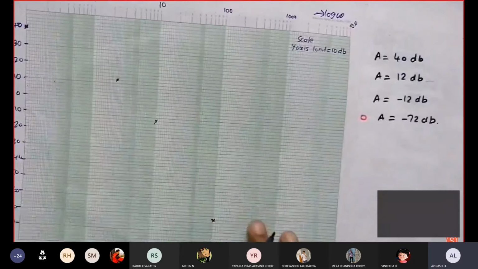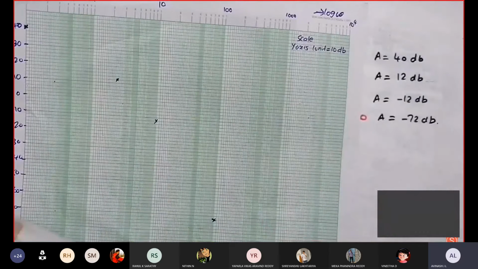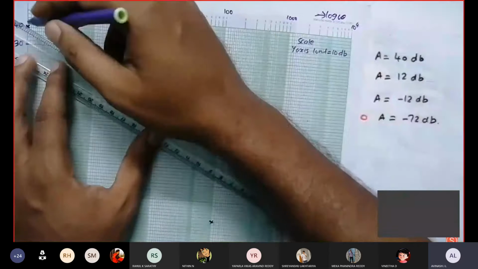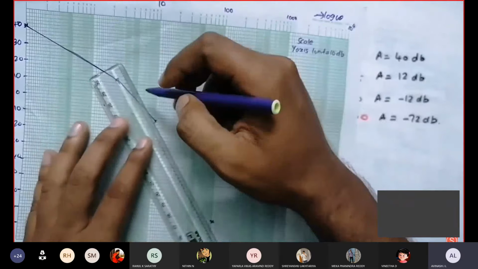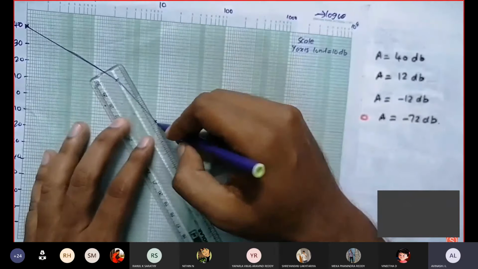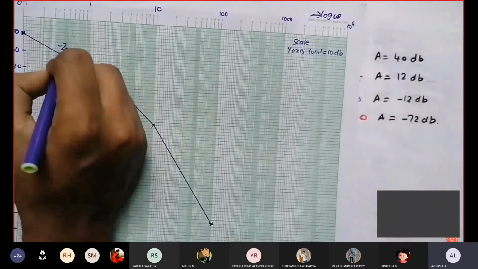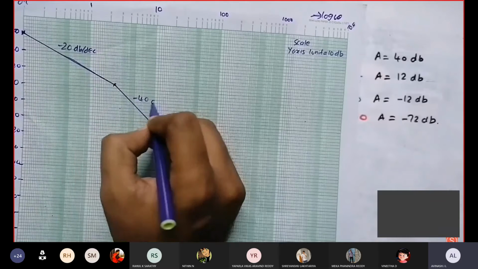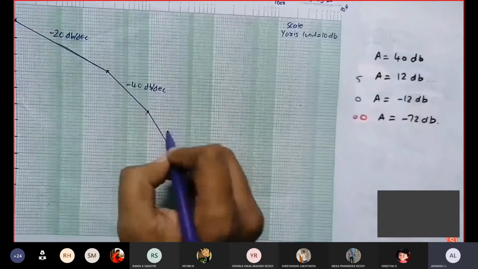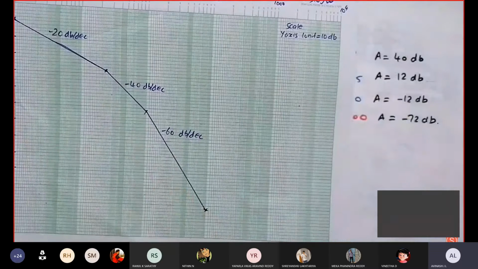Now join these using a scale. For the magnitude plot, you need to use a scale. Join these points using our scale. So from 40 first join the line, then from there join to the second point, then from there join to the third point. So this will be the magnitude plot graph. From the table, we got the first change in slope, it is minus 20 dB per decade. Then after that the change in slope is minus 40 dB per decade, and after that the change in slope is minus 60 dB per decade. So this is the magnitude plot.